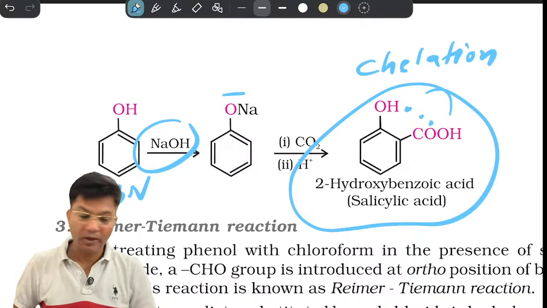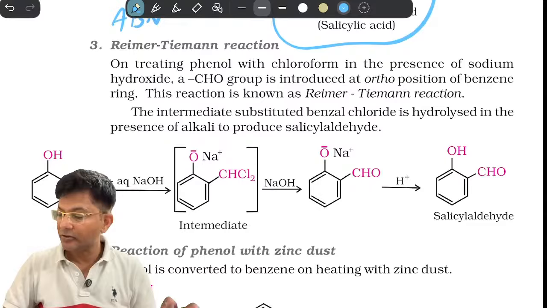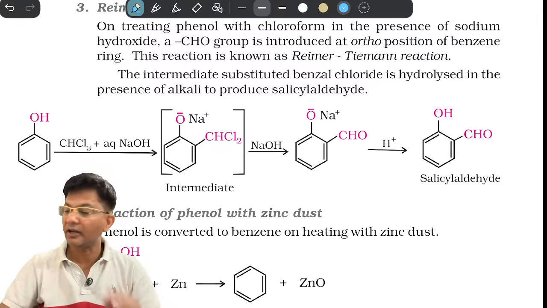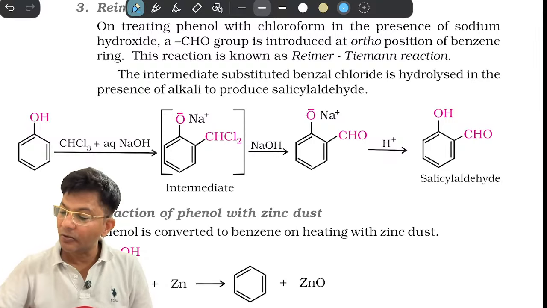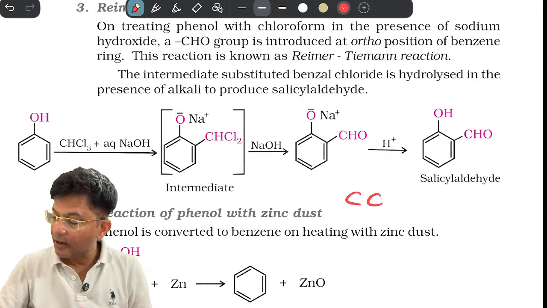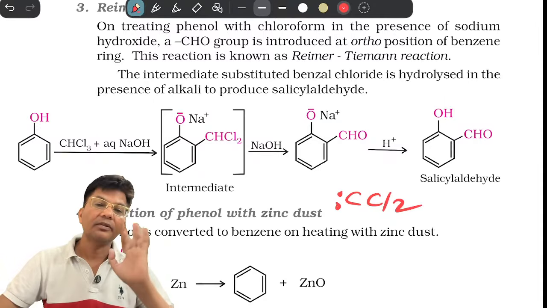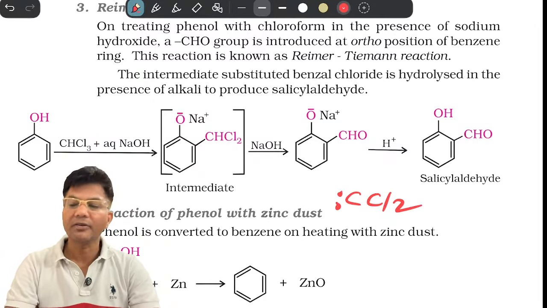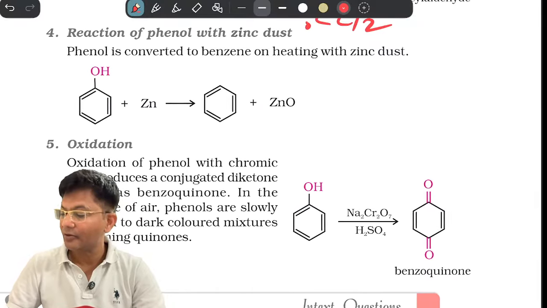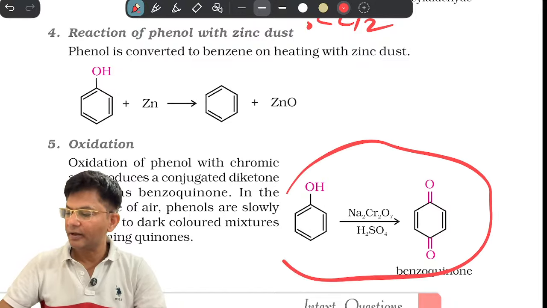Right, my dear students? Now I have told you each and everything along with the Reimer-Tiemann reaction. This I have explained a number of times, that salicylaldehyde as well as salicylic acid will get formed, and dichlorocarbene, CCl2, is the intermediate of this reaction. Now only one thing is left, that is cleavage of ether. Zinc, this everyone knows. Oxidation, everyone knows. This benzoquinone, we have seen a number of times.